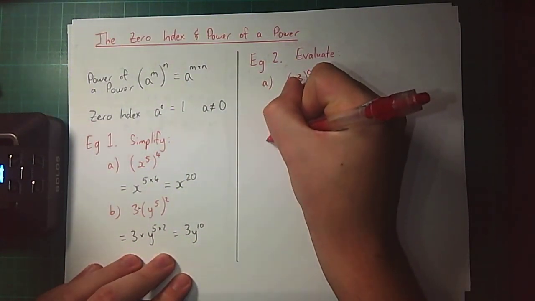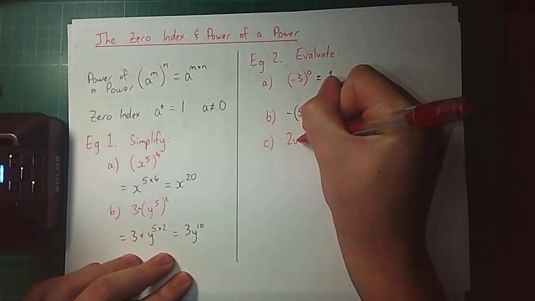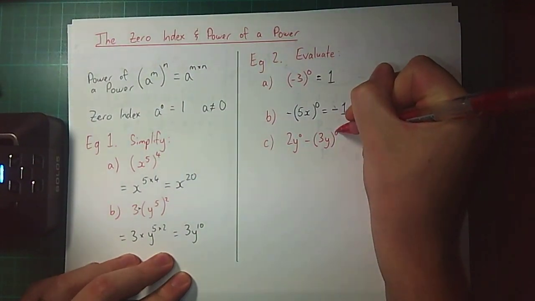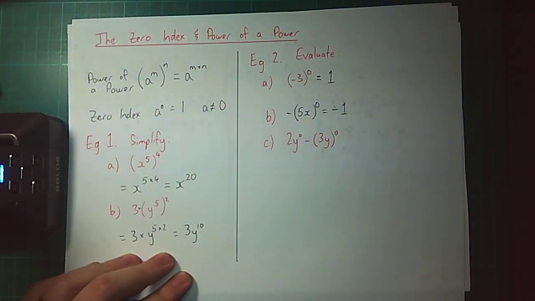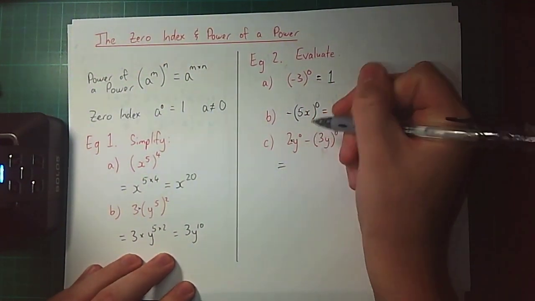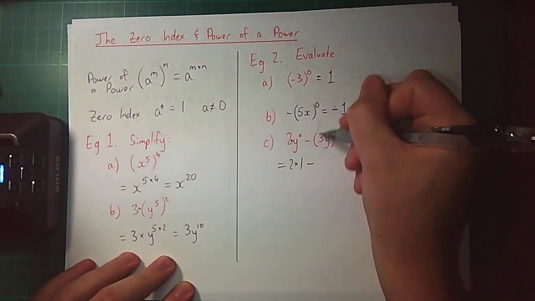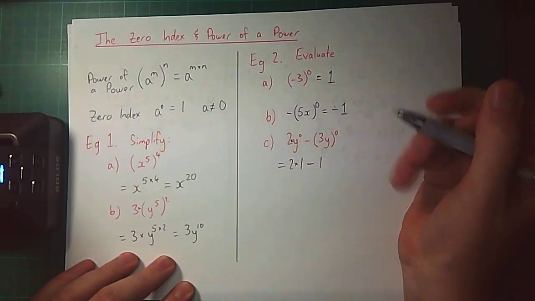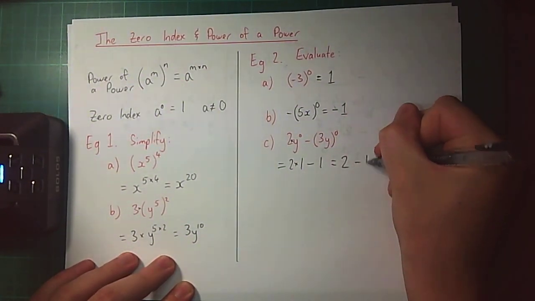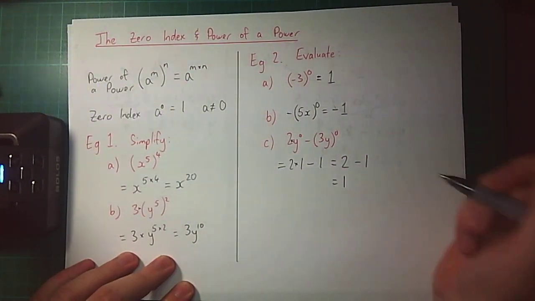We'll do one more part of this example, part C. 2y to the power of 0 minus 3y, all to the power of 0. So let's have a look. We've got 2 times y to the power of 0, that's going to be 2 times 1, minus all of this is to the power of 0, so it's going to be minus 1. So that 2 times 1 is 2, minus 1, 2 minus 1, that's going to equal 1.